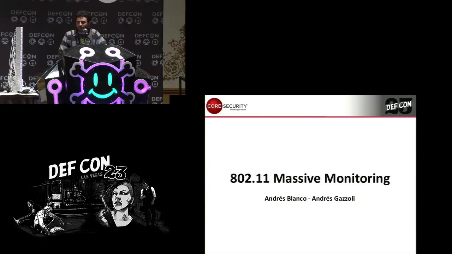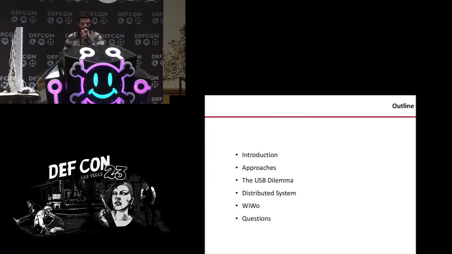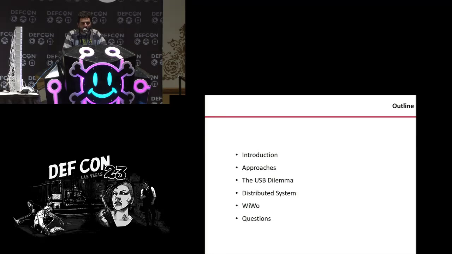And what is it about? Well, it's about how to monitor several Wi-Fi channels at the same time in an easy way. Here is the outline: an introduction, which I'm going to give. Then the main part of our talk will be explained by my partner and consists of approaches, the USB dilemma, and distributed system. Then I'm going to come back to explain WIWO, which is our last solution.